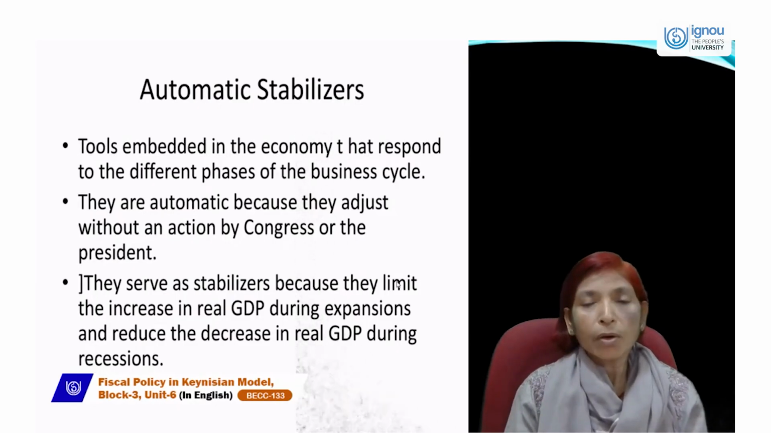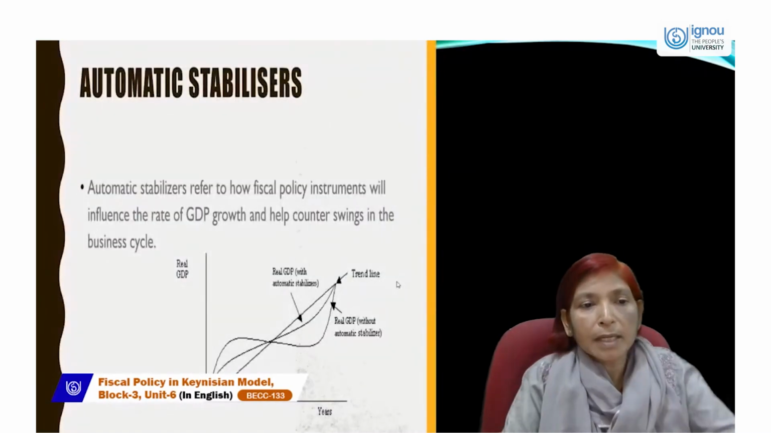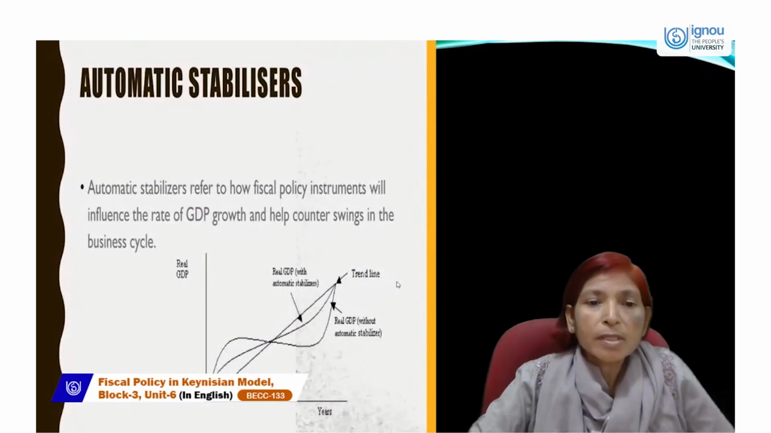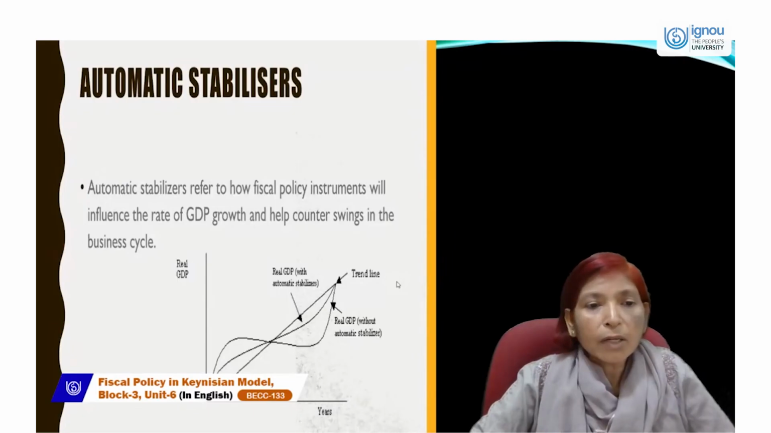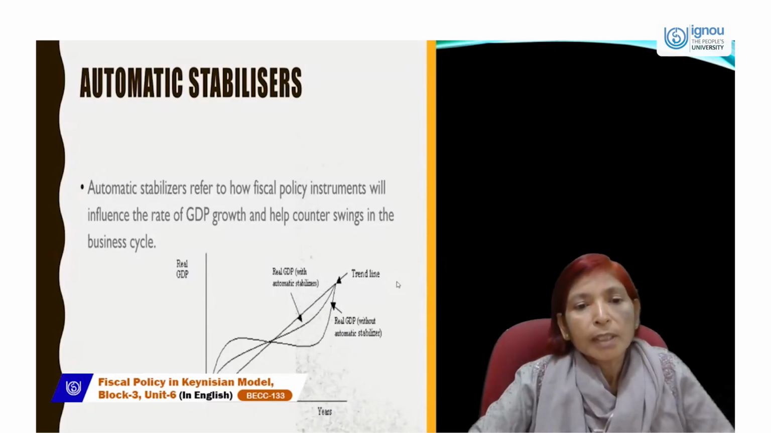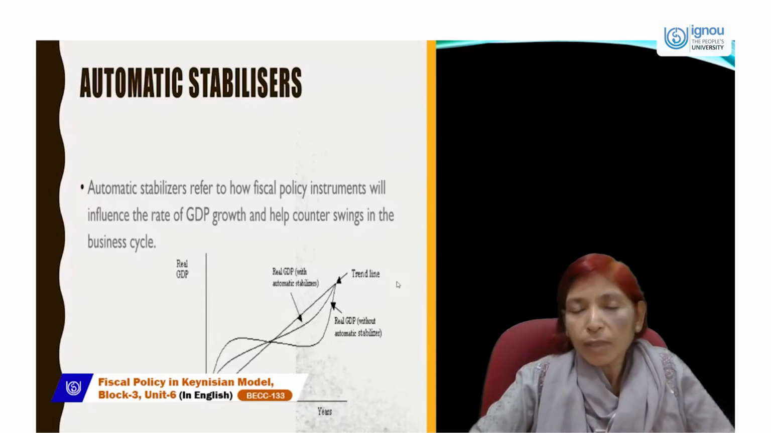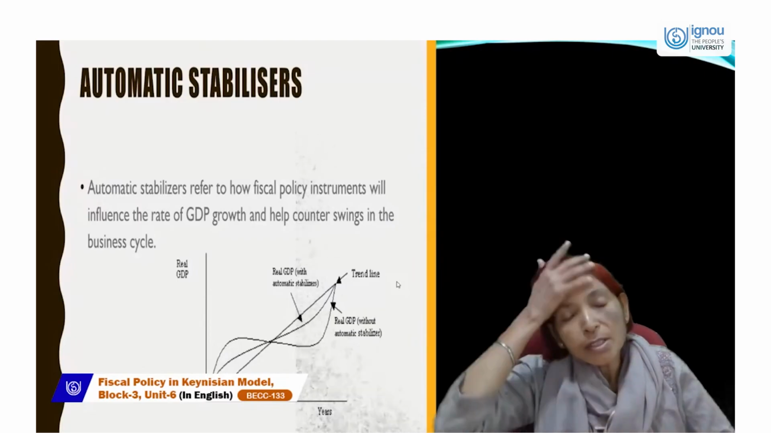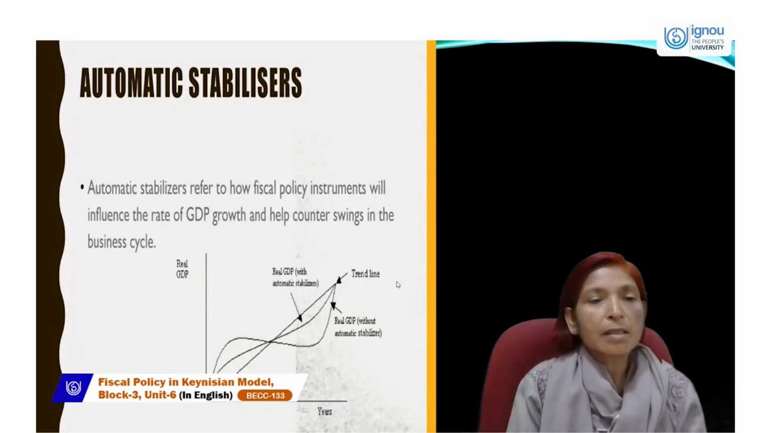Next, automatic stabilizer refers to how fiscal policy instruments will influence the rate of GDP growth and help counter swings in the business cycles, because business cycles are wave-like fluctuations which occur from time to time, because the economy is dynamic, nothing is static in this world.